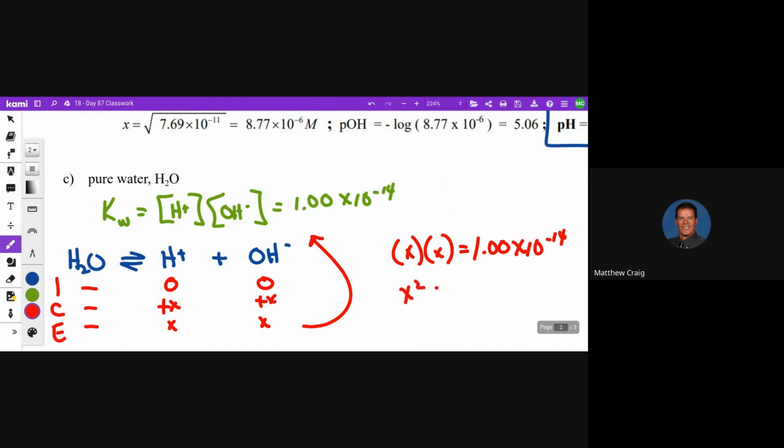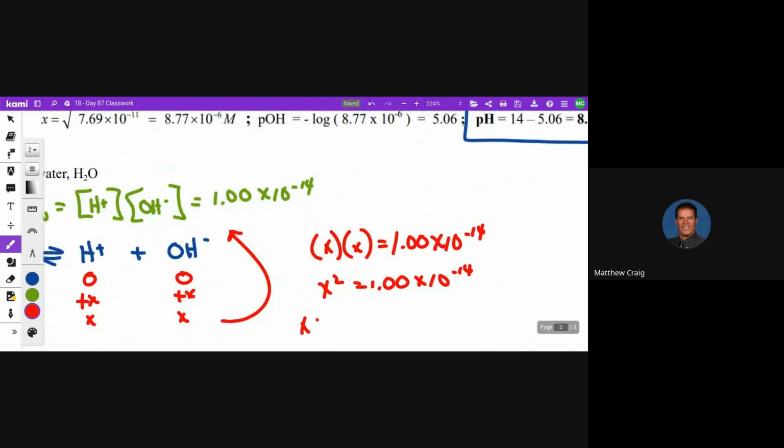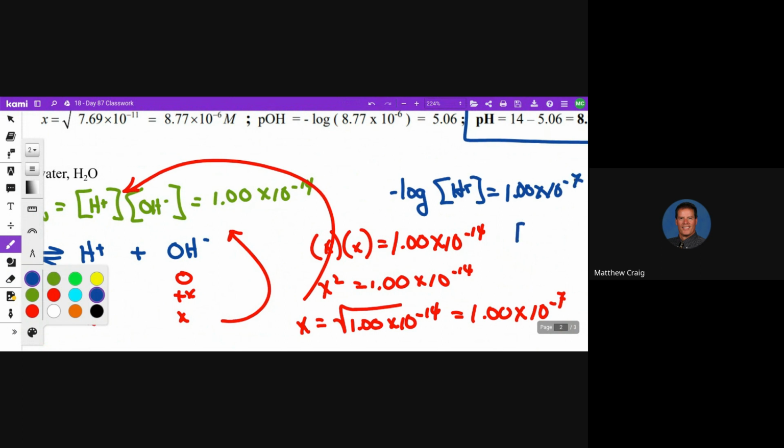So X squared is equal to 1.0 times 10 to the negative 14. To find X, X would be the square root of 1.0 times 10 to the negative 14, which is equal to 1.0 times 10 to the negative 7. So this X represents our hydrogen. If you take the negative log of our hydrogen concentration, which in this case is 1.0 times 10 to the negative 7, you get a pH that is equal to 7.